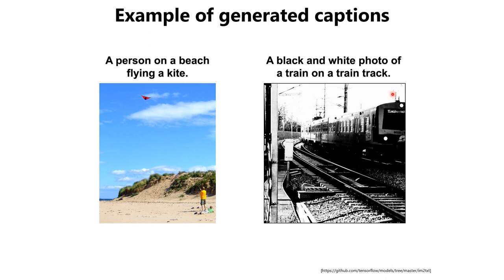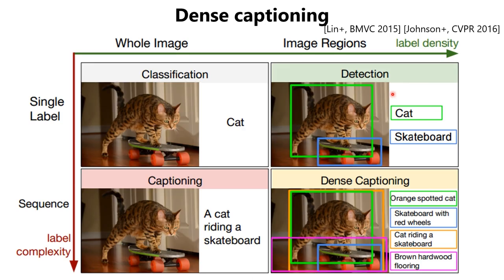Now, to make the problem more difficult, research emerged in the field of dense captioning, which detects multiple regions on an image and generates a caption for each of them, rather than a single caption generation for the entire image.